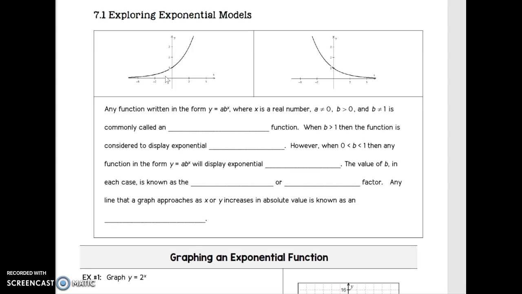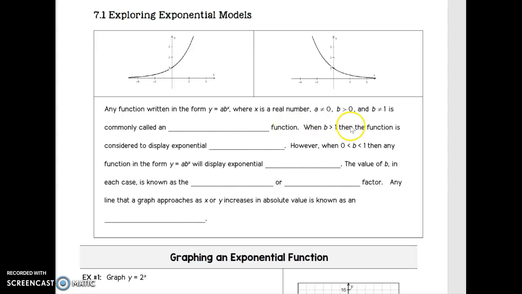Okay, so any function written in the form y equals ab to the power of x, where x is a real number, a cannot equal 0, but b is greater than 0, and b cannot equal 1 is commonly called an exponential function.